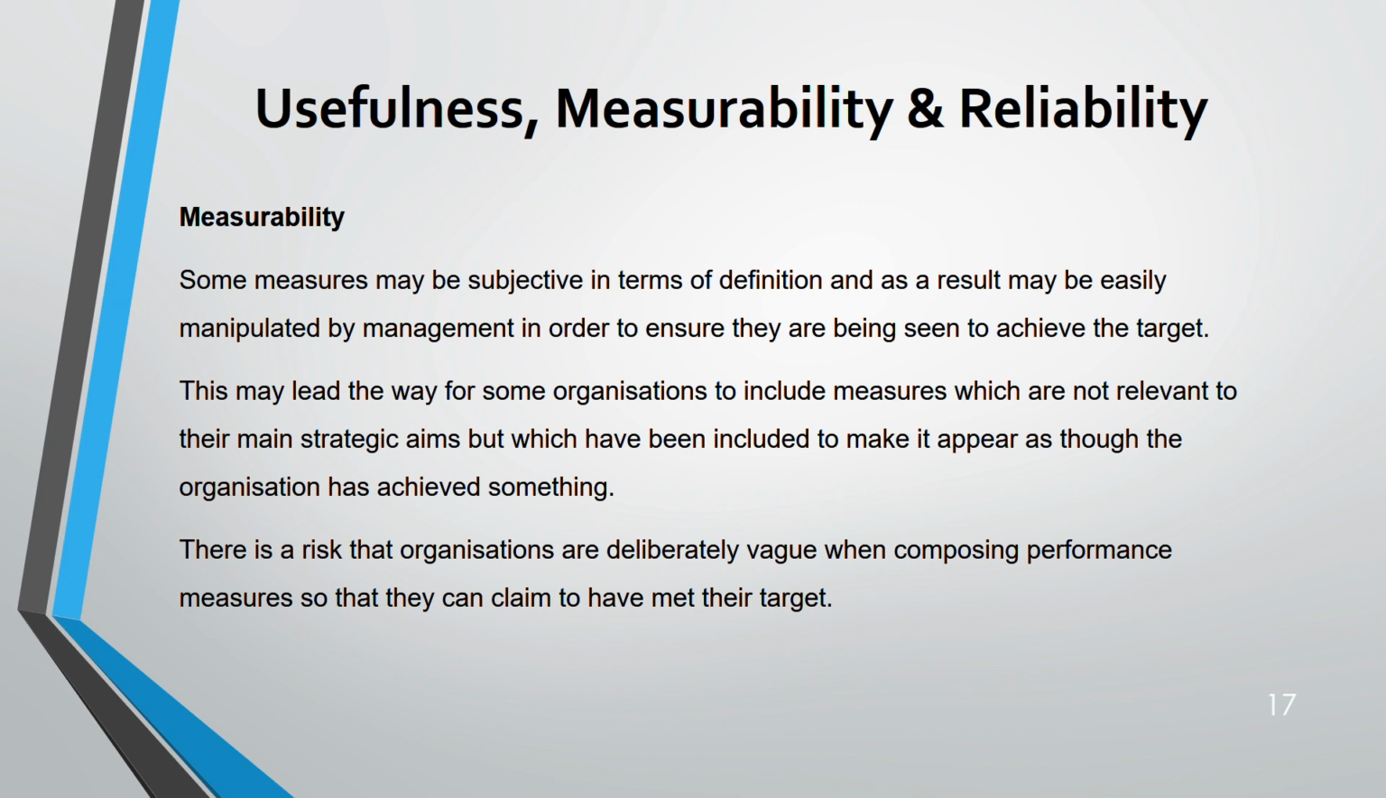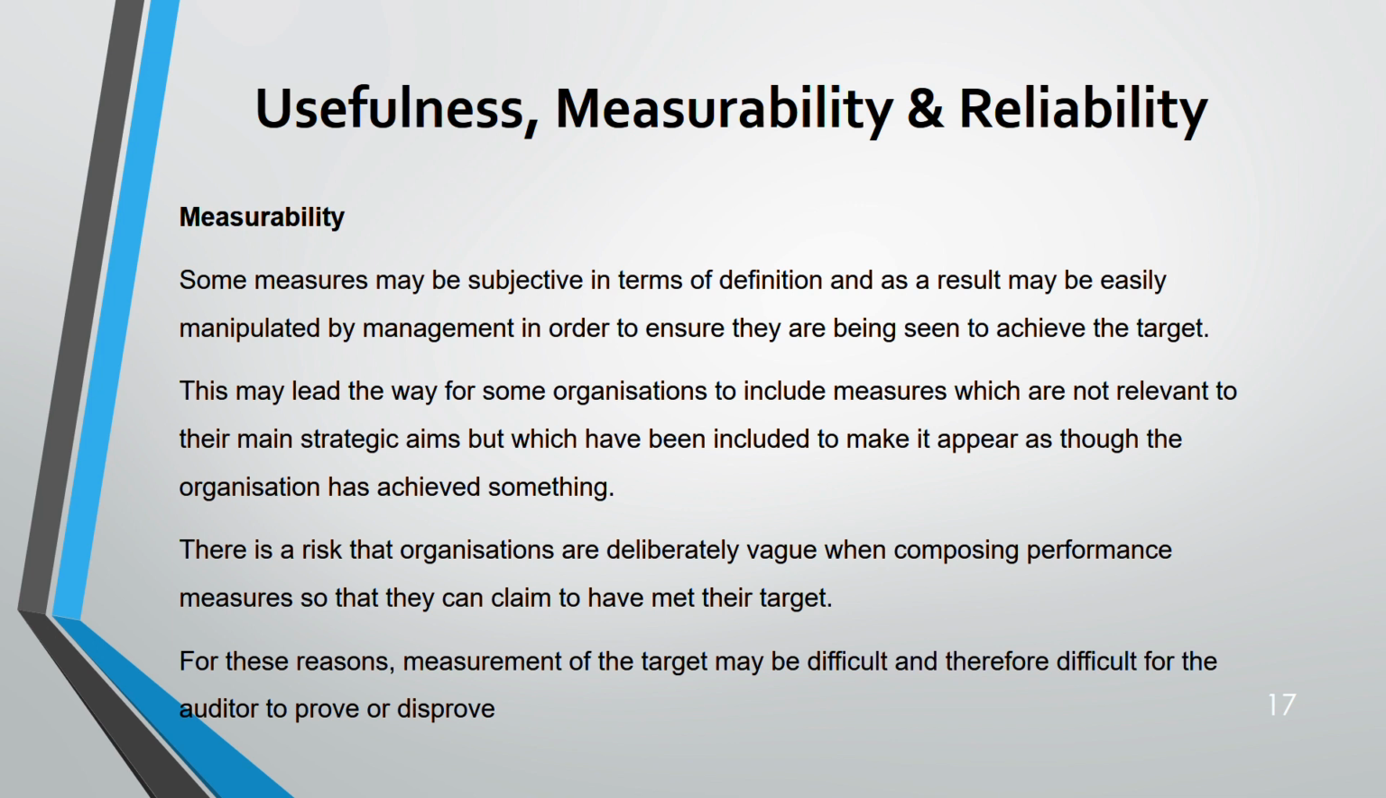They are deliberately vague when they are composing performance measures, so that they can show they have met the target. For this reason, measures of the target may be difficult, and therefore it's difficult for the auditor to either prove or disprove.